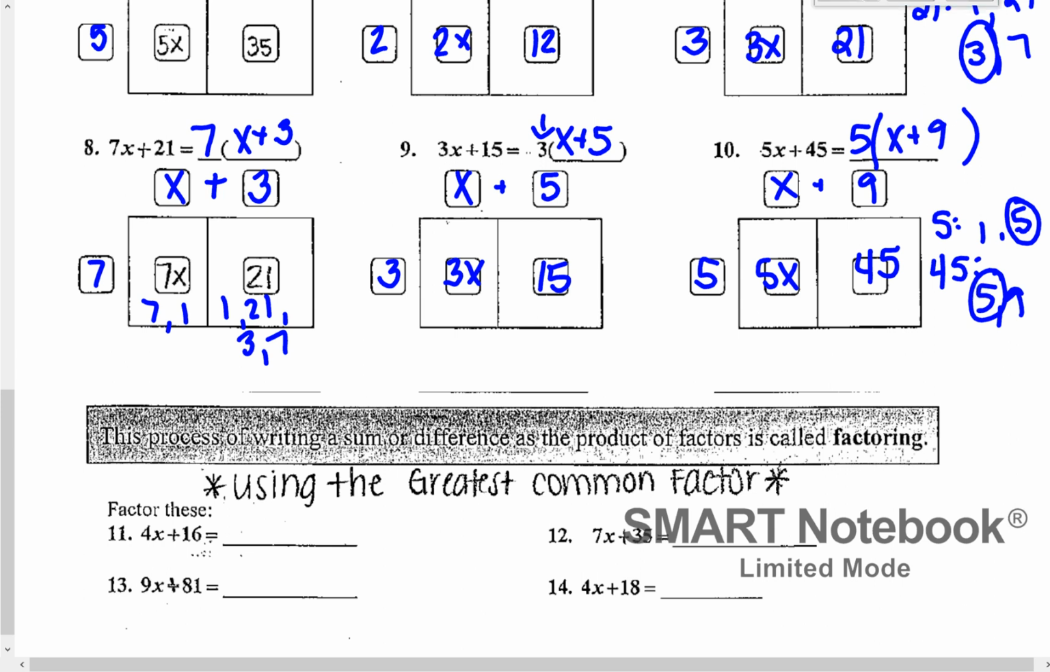Okay, so 5 times what gives us 5x? That's an x. 5 times what gives us 45? That's 9. So 5 times quantity x plus 9. We check our answer. 5 times x is 5x. 5 times 9 is 45.